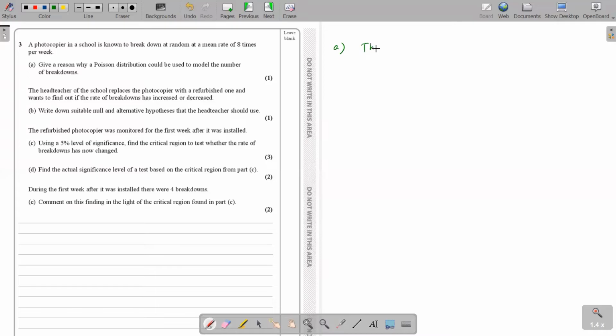The breakdowns are independent events occurring at a constant rate. Okay, so these are the assumptions that we use.